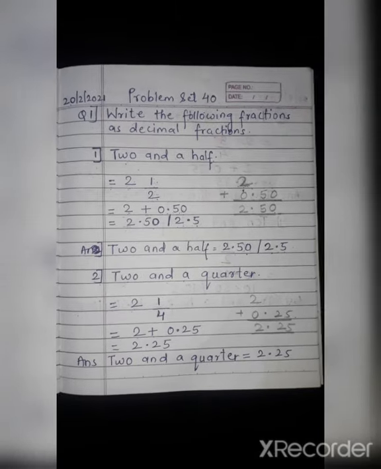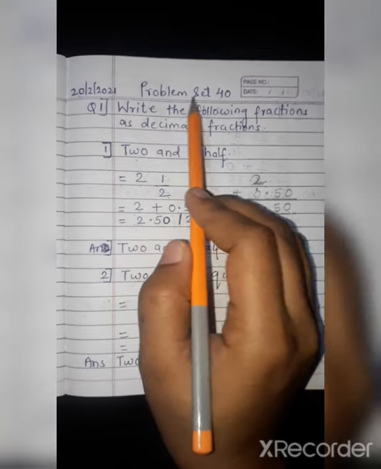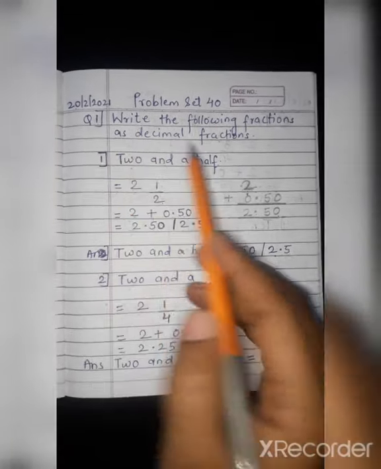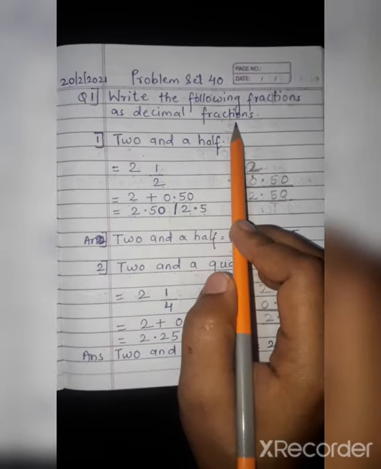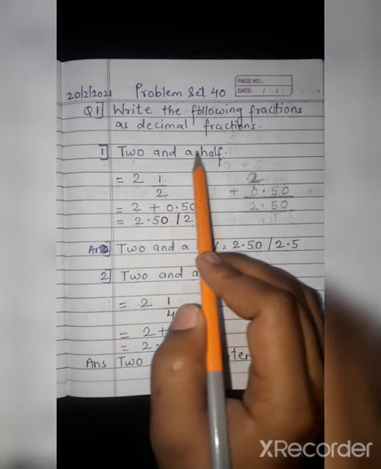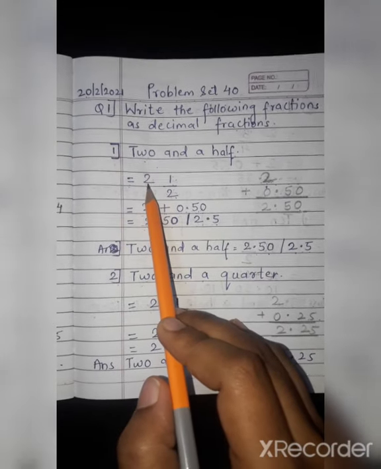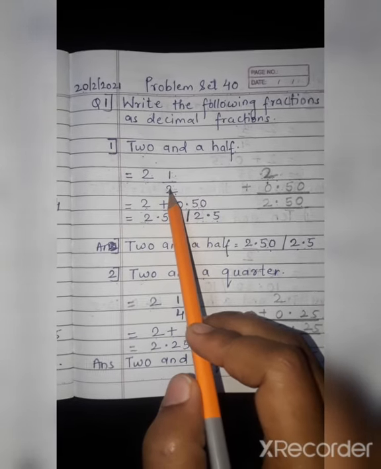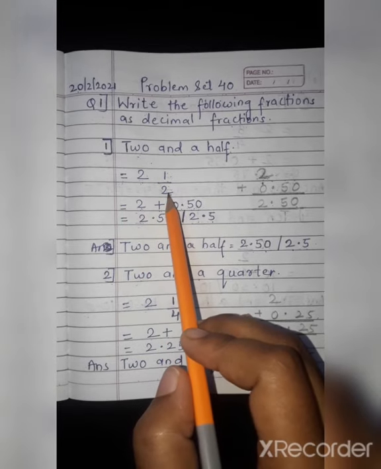Now students, take a new page, write today's date, write problem set 40 on the margin and copy the first question from your textbook. Write the following fractions as decimal fractions. Copy the first sum, 2 and a half. The first step is you will write 2 as it is. Then what is the half in fraction? 1 upon 2.